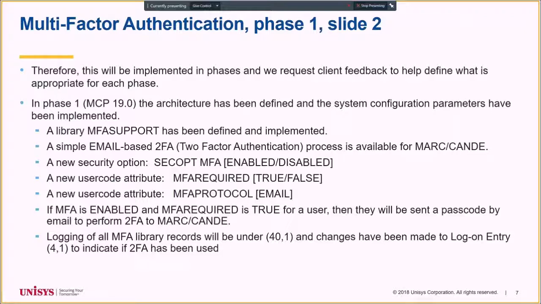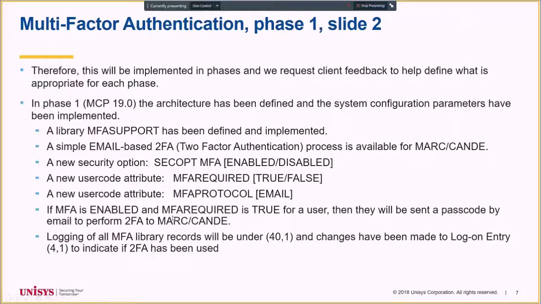In 19.0, we've done an architecture, and a very proof-of-concept based approach to multi-factor authentication. So we've designed an MFA support library. We have a very simple email-based two-factor authentication process, which is available only for Mark and Candy. There are new security options and new user code attributes to help with this. We really want to have people use it, understand what their requirements are with regard to multi-factor authentication, and then let us know.